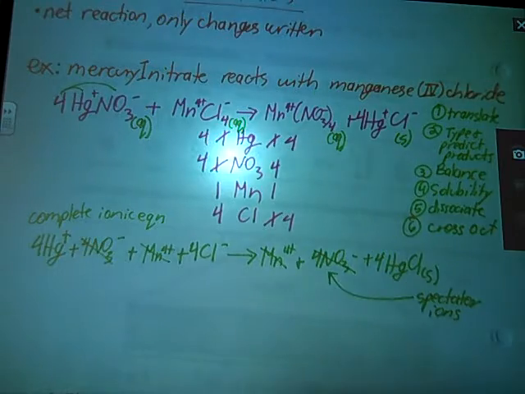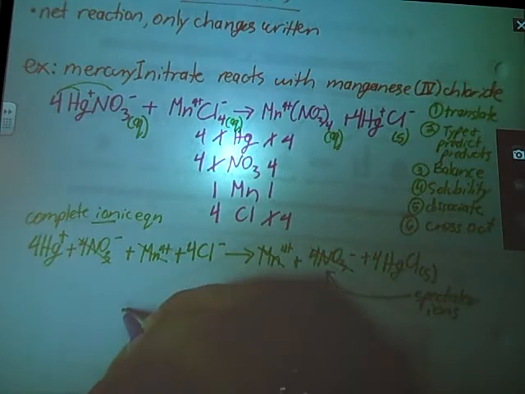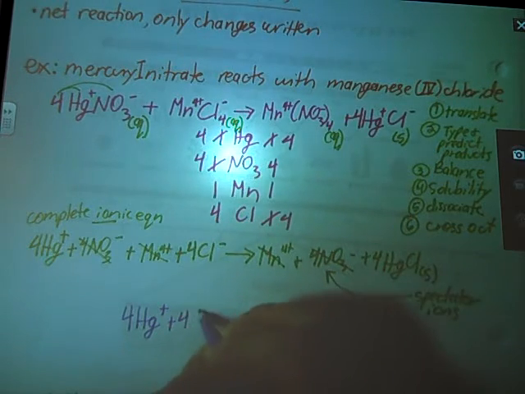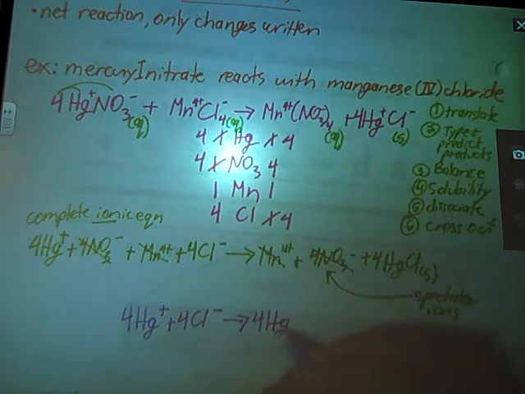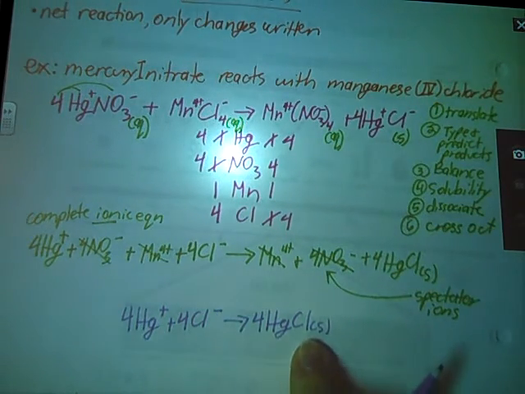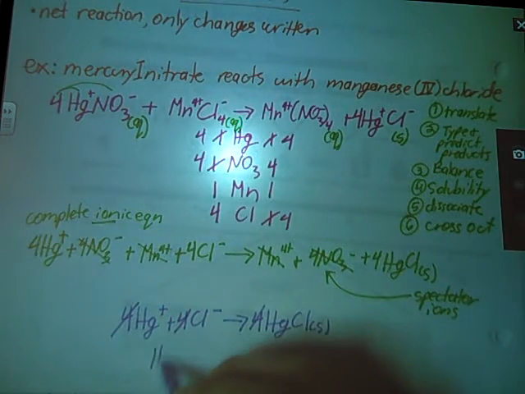Since it is the complete ionic, make sure that everybody's got a charge. The last step is to write down everything that did change. So that was my mercury, my chlorides, and my solid. Make sure you include that solid. I got a 4 all over the place. I don't need that. I can reduce it down.